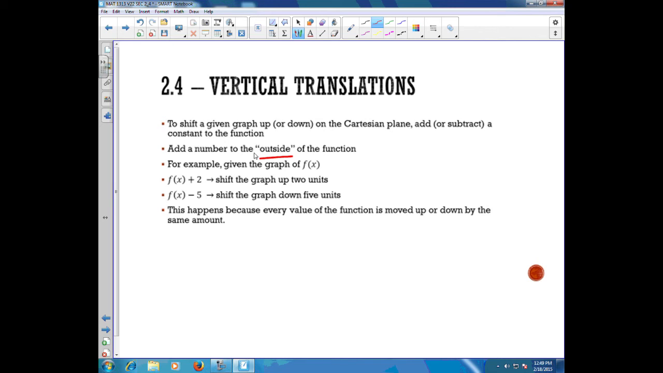So for example, if we're given the graph of f of x, then if we had, say, f of x plus 2, that would shift the graph up 2 units. And if we had f of x minus 5, that would shift the graph down 5 units. This happens because every value in the function is moved up or down by the same amount. So if we have the graph of f of x and we add 2 to it, we're adding 2 to every point along that graph. And so the entire graph just shifts up by 2 units.